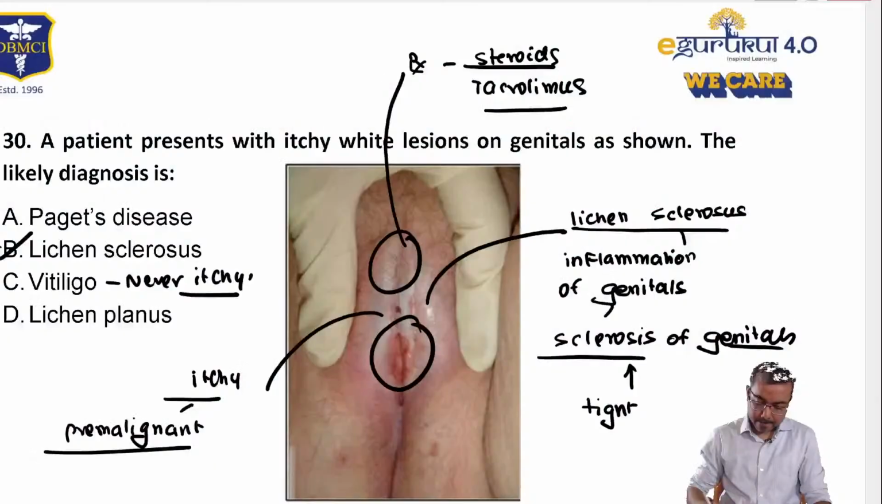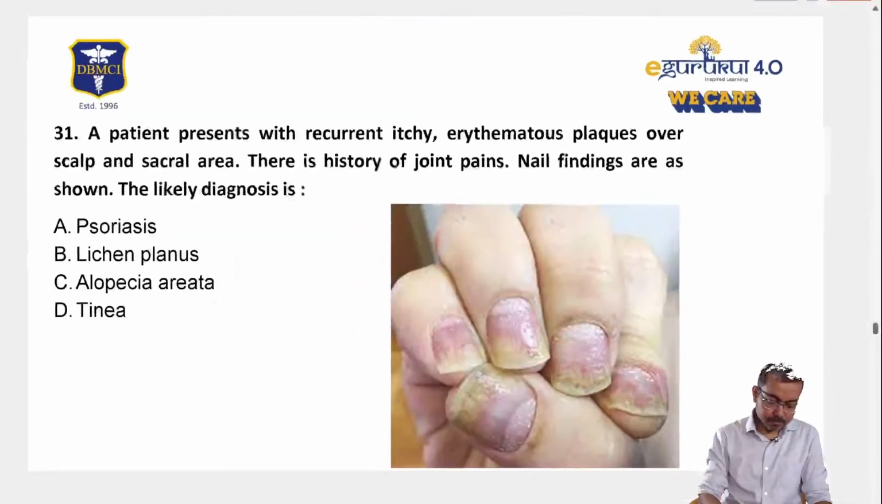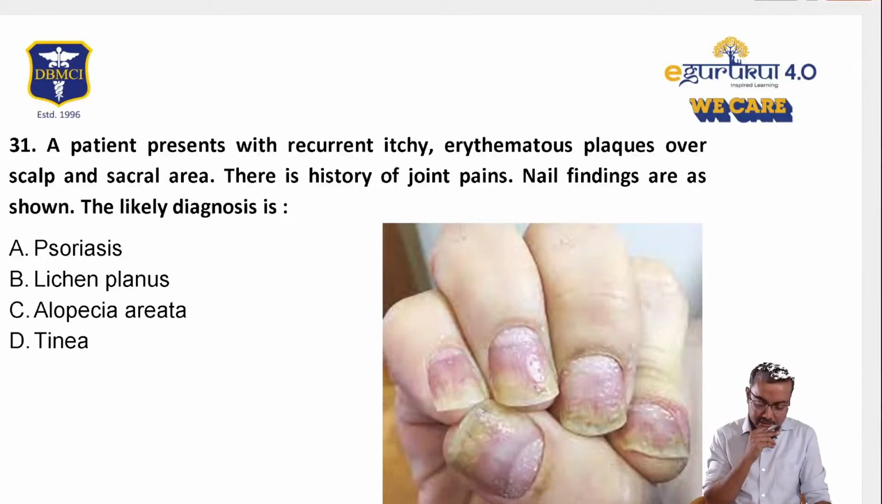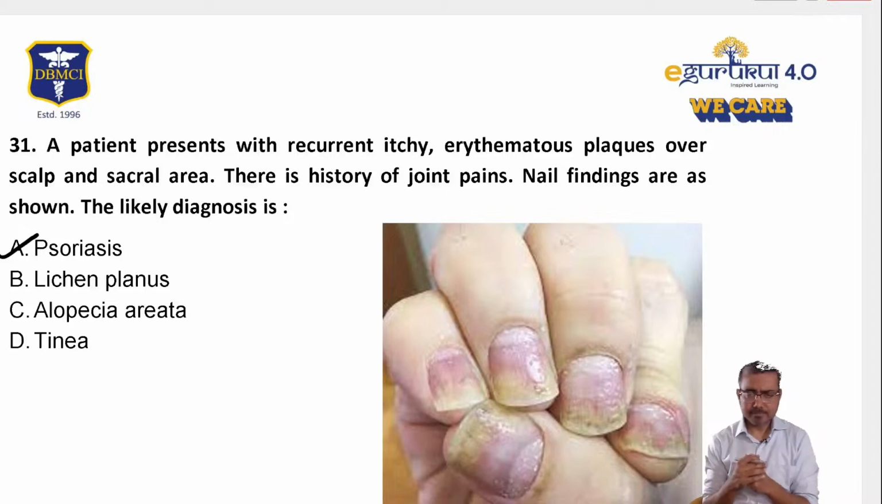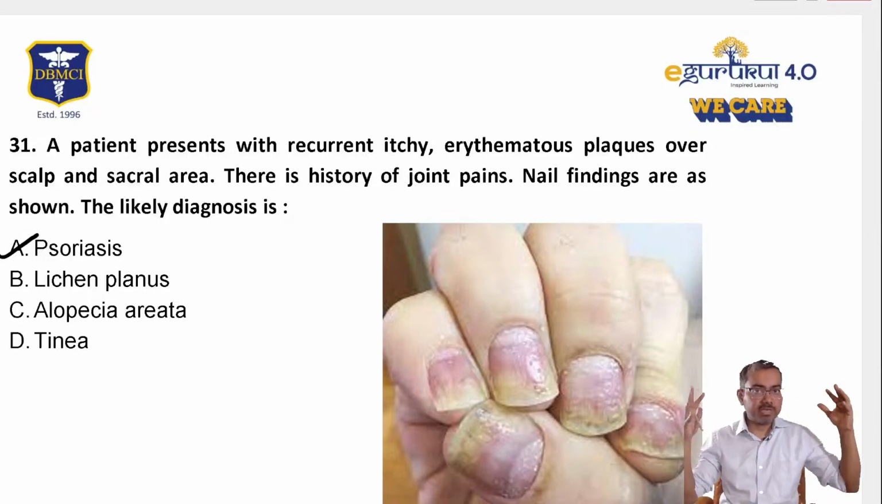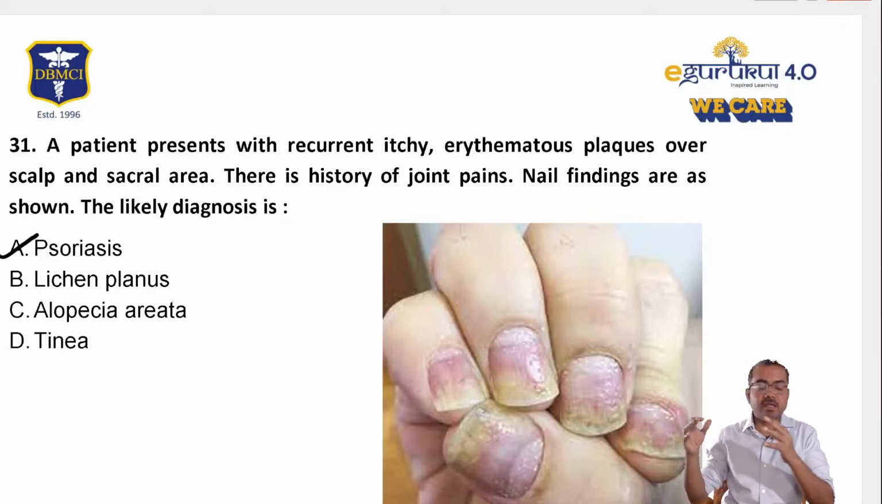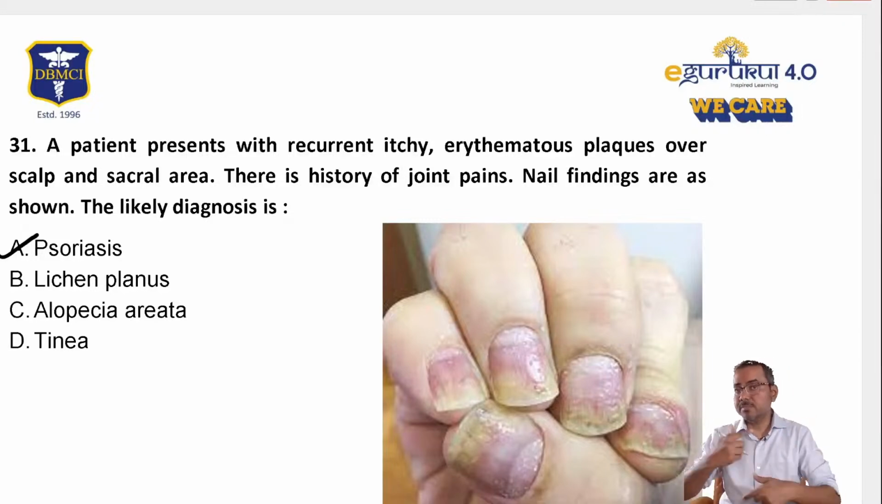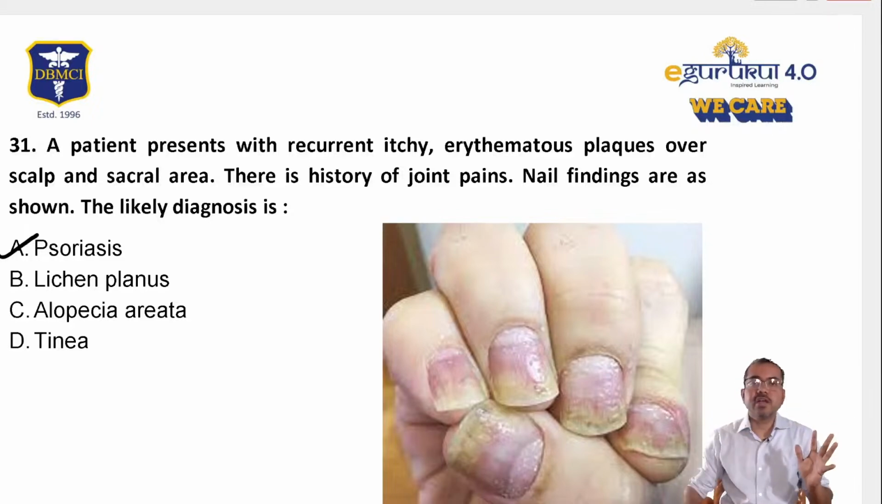Clear? Okay. Now 31. A patient presents with recurrent itchy erythematous plaques over scalp and sacral areas, history of joint pains, nail finding. This is very easy, should not be difficult. So can you see, INICET questions are not very difficult, but what happens is when you put these questions into the scenario of time constraints, when you're stressed in the exams, and you say, we have to move ahead, move ahead, sometimes even in a simple question you are trying to make a mistake. So the point of these INICET questions and the discussion is so that you know it's not as difficult as it seems to us, okay?